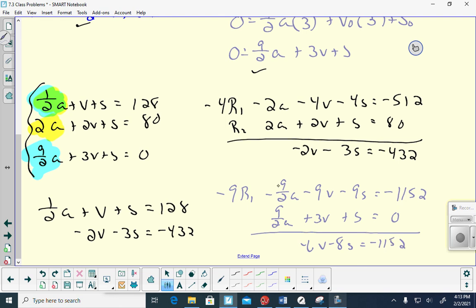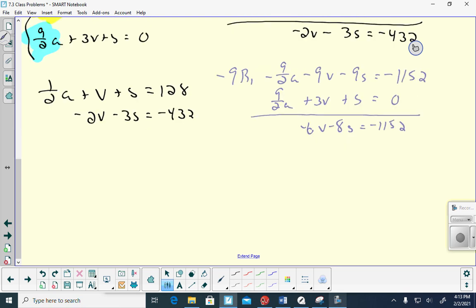Now here's what I'm talking about. I didn't do it, so I'm not going to do it. But I could, since these are all negative even, I could divide it by -2 and have 3v plus 4s is equal to 576, I think. But I didn't do it, so I'm not going to do it because I don't want to make a mistake. So I'm going to write this down as my new equation 3.